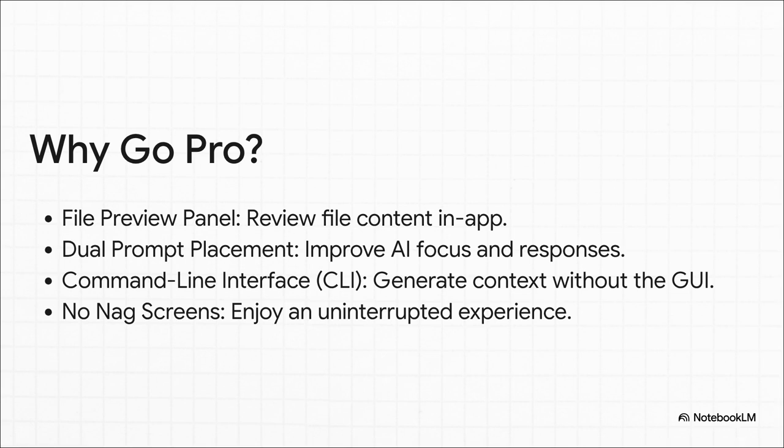You get a file preview panel, so you can see your code without constantly jumping between windows. You also get dual prompt placement, and this is a game changer. It lets you put your question both before and after the code context. Why? Well, some AIs pay more attention to the beginning of a prompt, and others focus on the end. This simple trick massively improves the AI's focus. And for the power users out there, there's a full command line interface that lets you generate context instantly without even opening the app. It's perfect for scripting and automation.